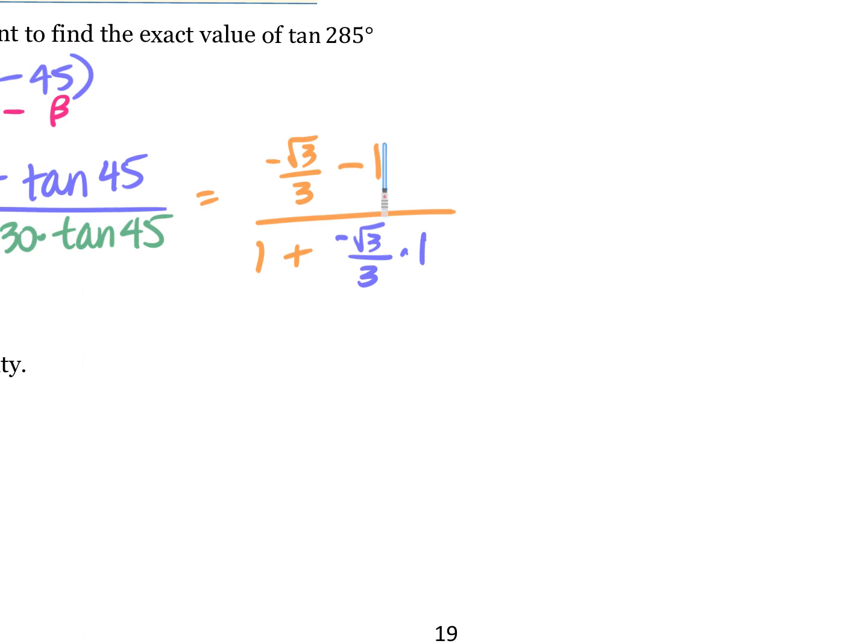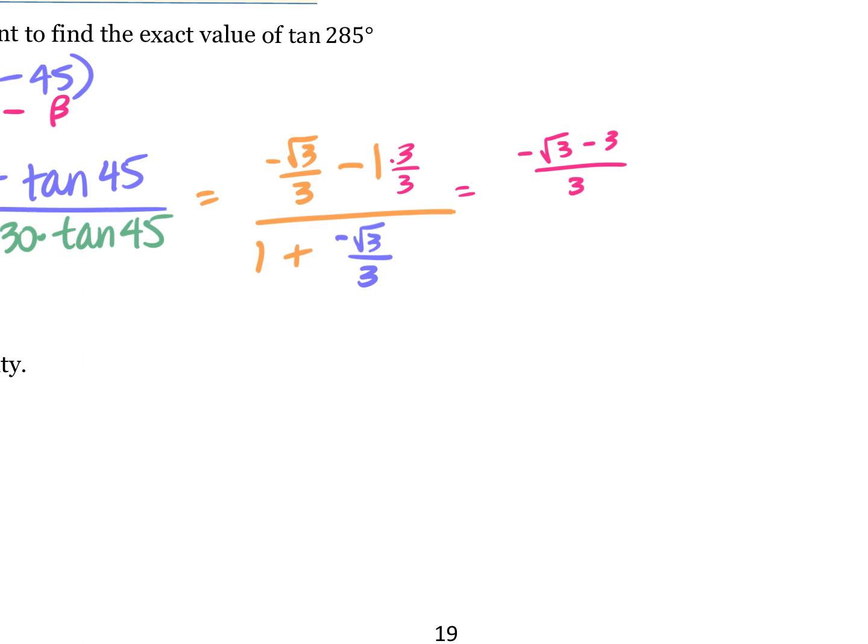Okay, let's simplify. We've got so much going on here. What's this guy going to become? Times 3. You agree 3 over 3 is the same as 1? So if we got 3 over 3, what do I have up top? Negative 1 root 3 minus 1. All 3. I'm aware, Charlie. What are we doing down here? The same thing. Times 1, this guy is just negative root 3 over 3.